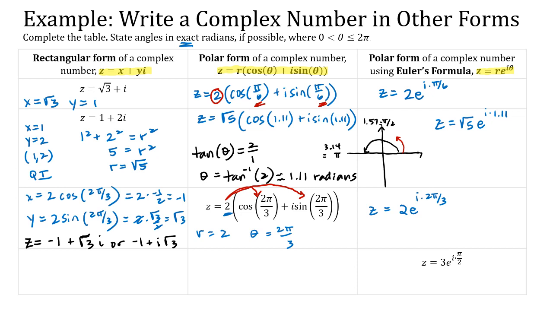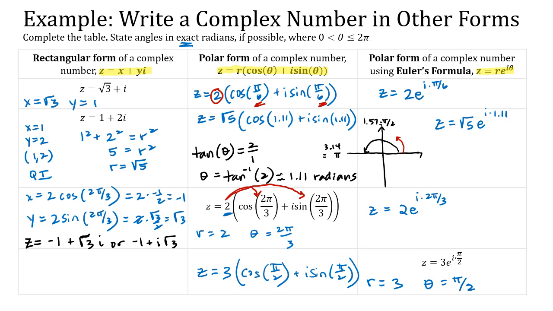All right, and now the last one, z equals 3 times e raised to the I times pi over 2 power. That's Euler's formula. And in that form, we see that the radius is 3 and that the theta is pi over 2. So writing that as the polar form, z is equal to the radius of 3 times the quantity cosine of pi over 2 plus I times the sine of pi over 2.